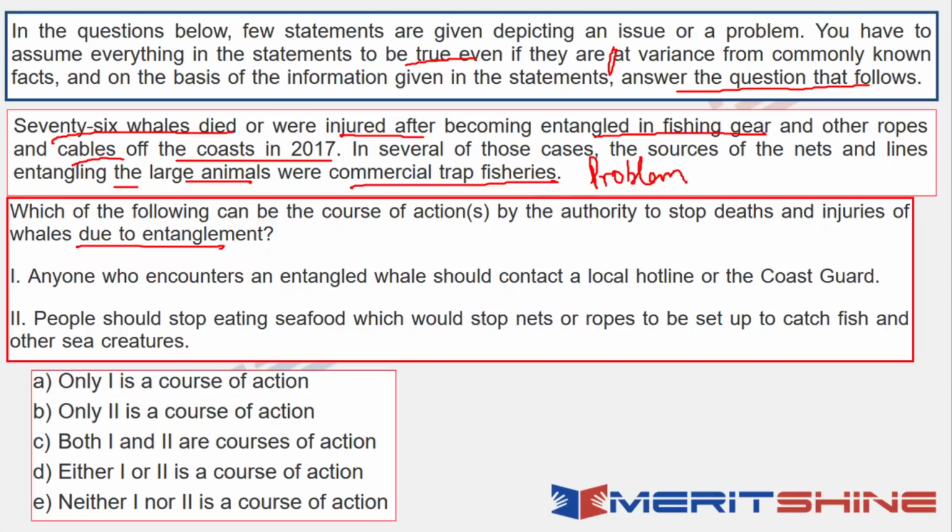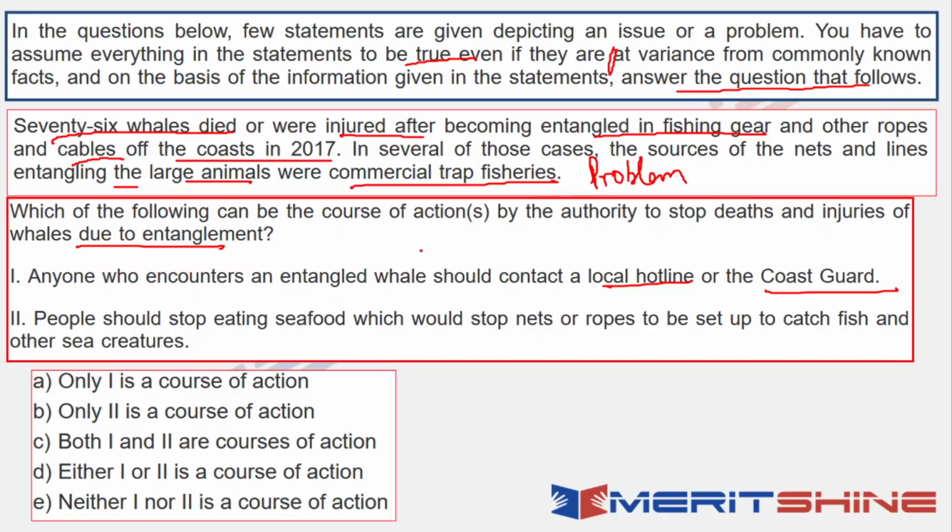So, whales are dying due to entanglement in commercial trap fisheries nets. What can be done for that? So, this is the problem. We need a solution for this specific problem. Anyone who encounters an entangled whale should contact a local hotline or the Coast Guard. So, competent authorities should be contacted.